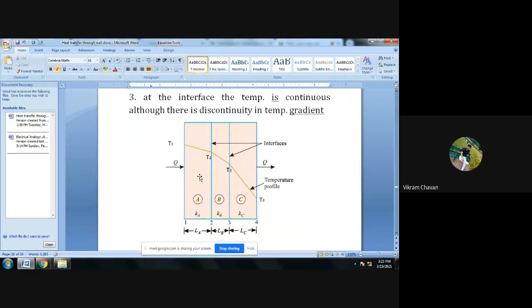Initially, we were understanding that the exit temperature of wall A is the entry temperature of wall B. Okay, T2 is the exit temperature of wall A, and the same temperature we are considering for wall B as the entry temperature. When will this be the case? When there is no thermal contact resistance. But what actually happens?